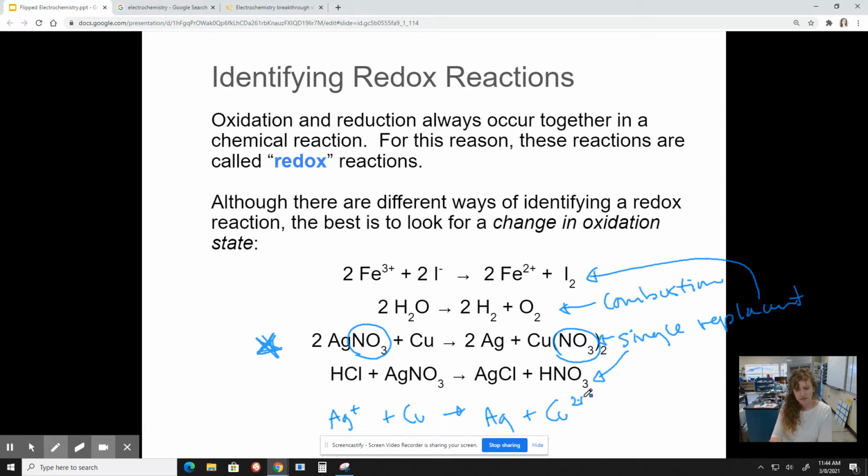This is a 2 plus. So this one on top, this first reaction here, is a single replacement reaction. It just has its spectator ion removed. We can easily put nitrate into this equation as a spectator ion, and we'll get something that looks more like this third reaction down here. Other reactions can be redox: synthesis, decomposition, double replacement. They can be, or they cannot be. So you would have to check through oxidation states in that case.